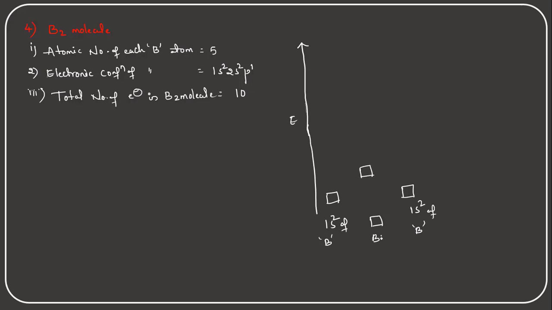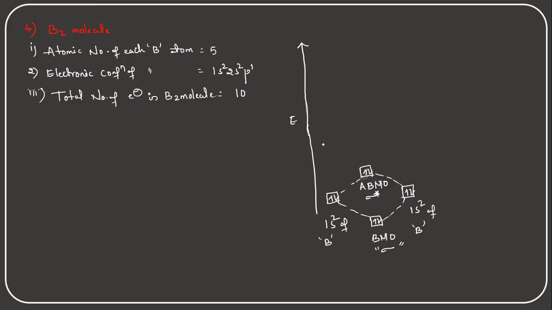One is the BMO, that is the bonding molecular orbital, and another one is the anti-bonding molecular orbital. So they merge together and form bonding and anti-bonding molecular orbitals. The bonding molecular orbital is represented with the sigma symbol, and the anti-bonding molecular orbital with the sigma star symbol. So here two electrons are there and here also two electrons, total 4 electrons, 1, 2 and 3, 4.